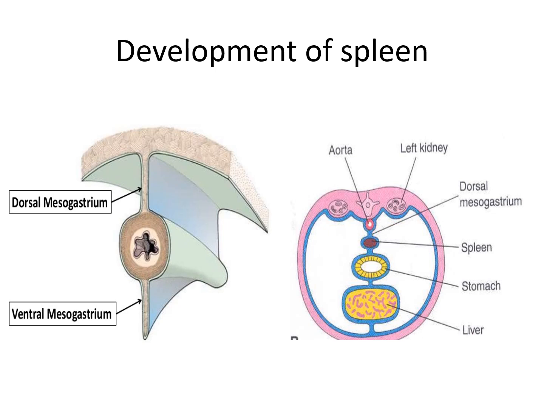At the early developmental phase, the gut tube will be suspended from the anterior abdominal wall by a fold of peritoneum which is called ventral mesogastrium, and from the posterior abdominal wall by dorsal mesogastrium. And the spleen will be developed in the dorsal mesogastrium. It is formed by the condensation of mesenchymal cells.